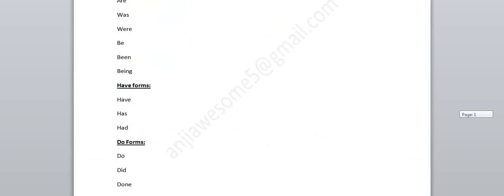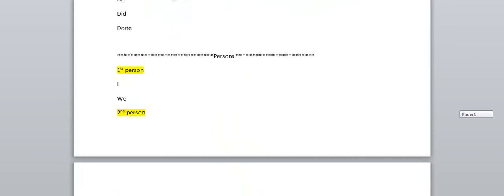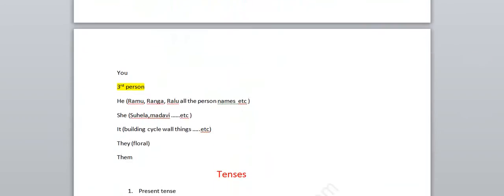See, these are the helping verbs: be forms, have forms, and do forms. Coming to the persons, what is the first person? I, we. What is the second person? You. What is the third person? He. He means Ramu, Ranga, Rahul, any person's name. She means any woman, any female name. It covers any physical object, like a building, a cycle, a pen, anything. They means a group of people, more than one person.